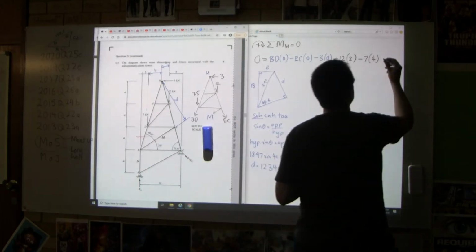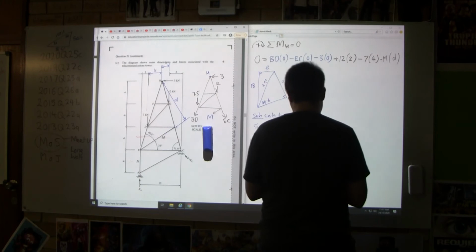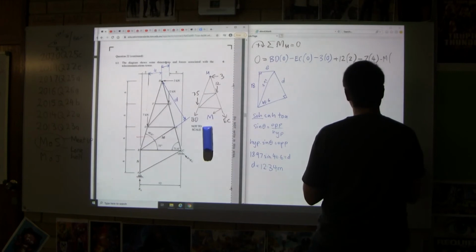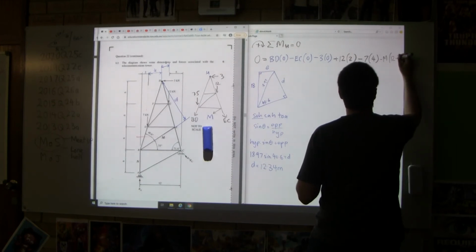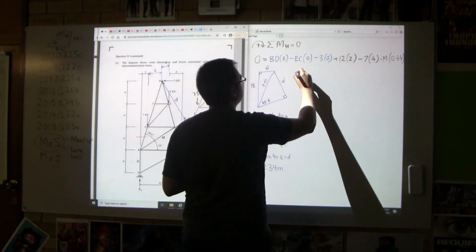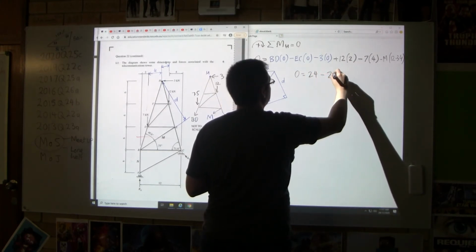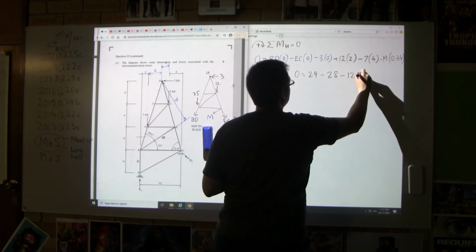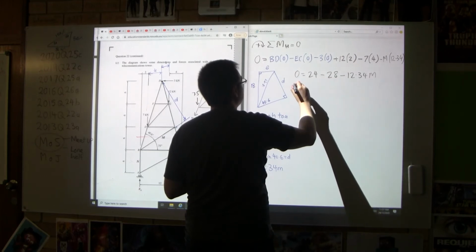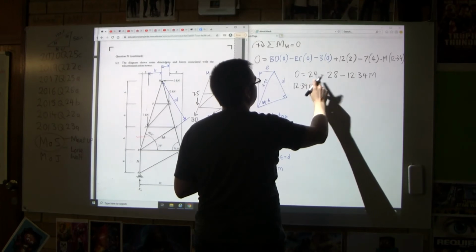Okay, so what I'm going to say here is I've got brackets M, brackets D, and I'll write in the answer there. I'll rewrite that as 12.34. Okay, I'm trying to stay in the white space. So let's rewrite that: 0 equals 24 minus 7, it's 28, minus 12.34 m. If I add 12.34 to both sides, it looks like this: 12.34 m equals, so I've now got 24 minus 28.